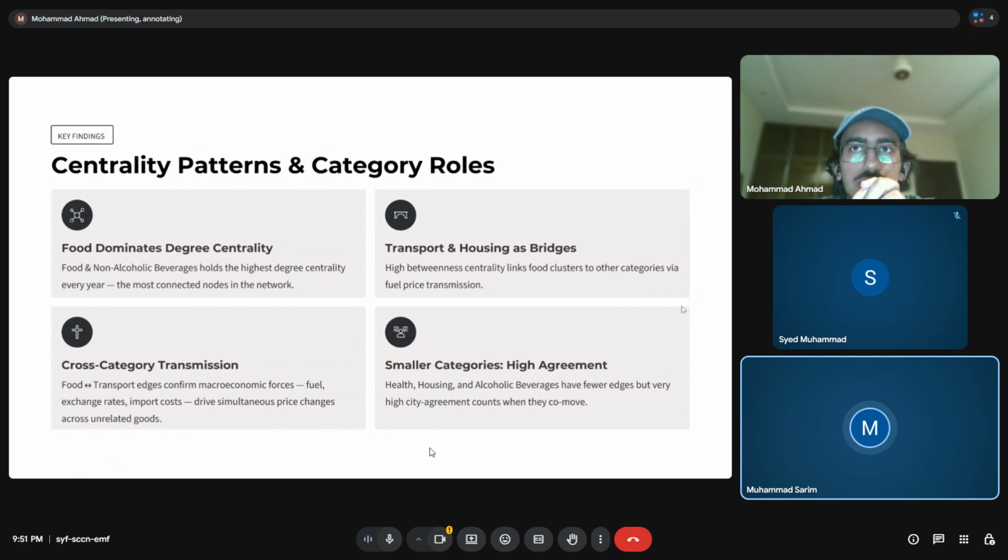However, almost every time we saw that when a health item does form an edge with another item, the city agreement count is extremely high, meaning many cities agree on these items. Why? Because again, looking at it from a realistic and economic point of view, medicine and tobacco are often government regulated or imported at fixed rates. This means that when the price moves in one place, it moves in another place.